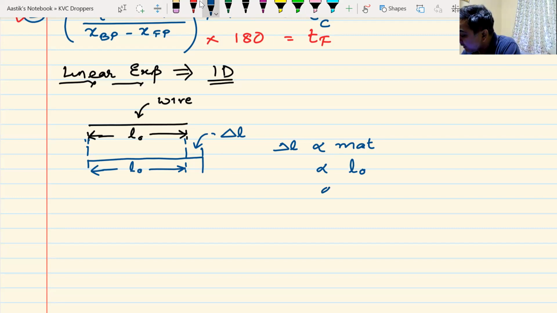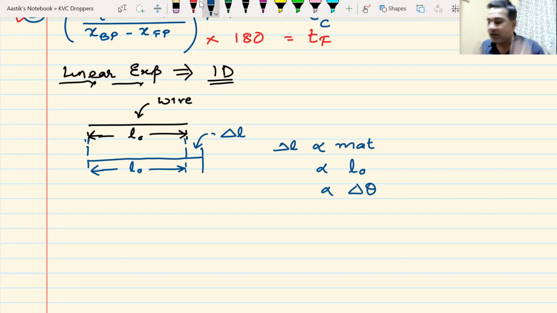It will also depend on delta theta. Delta theta means change in temperature. If the temperature is increased very much, it will expand more. If the change in temperature is very less, it will expand very less. So it depends on three things. Please remember these three things. A question can come on what all factors the change in length depends on.